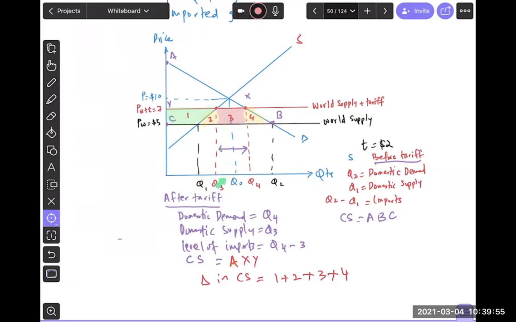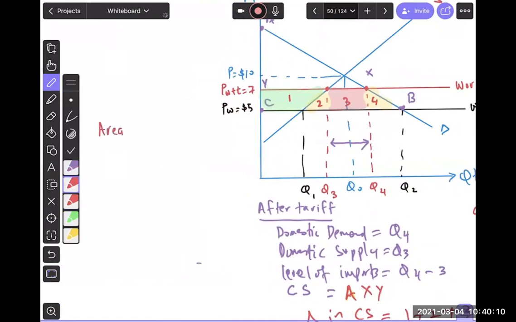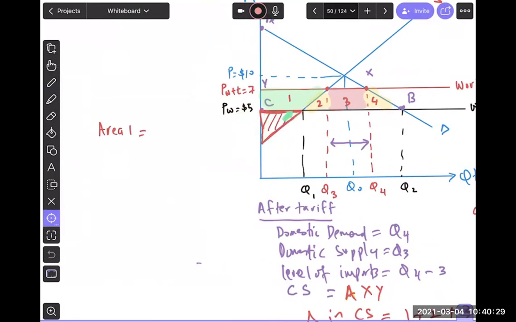And who gets the tariff money? The government will also be happy. So let's see how this works. So guys, what is area 1? If I ask you, what's the producer surplus before? When the price was $5, producer surplus is the area under the market price above the supply curve, which means producer surplus was this area.